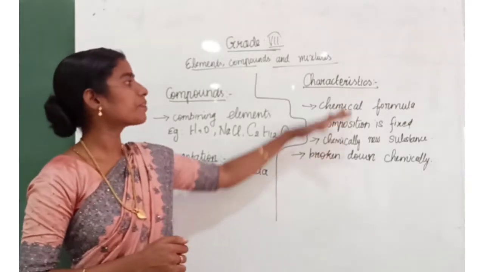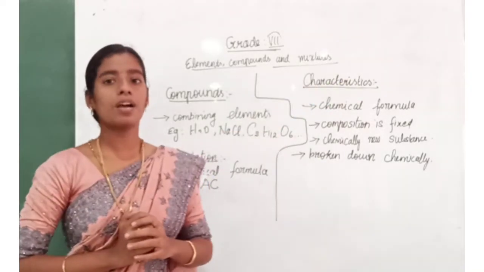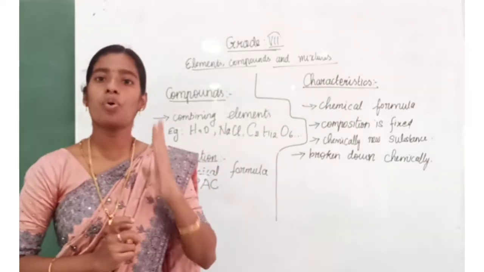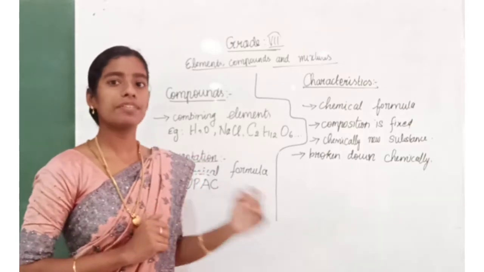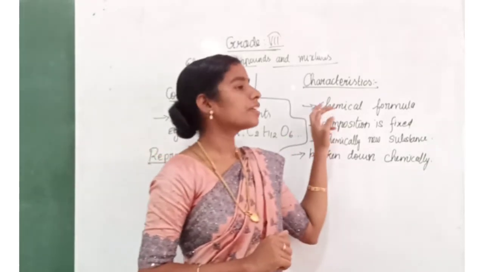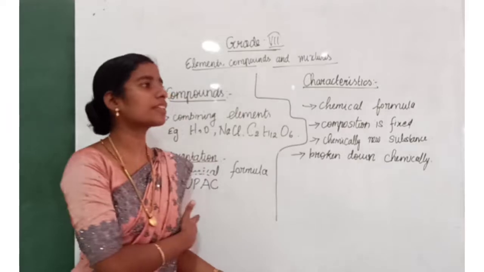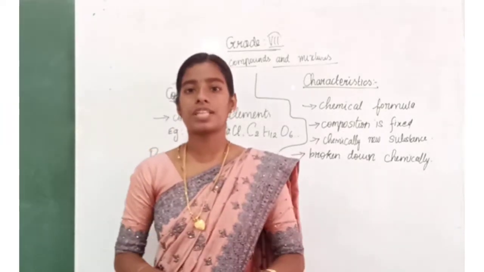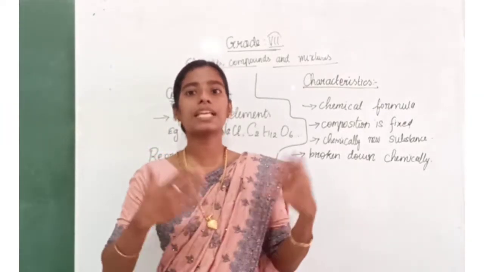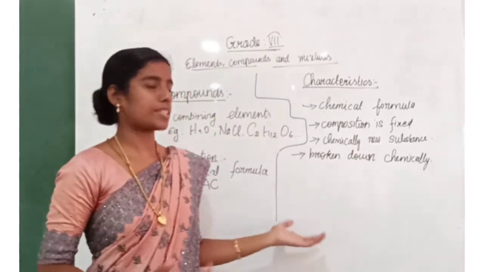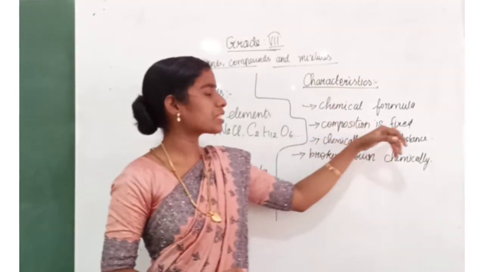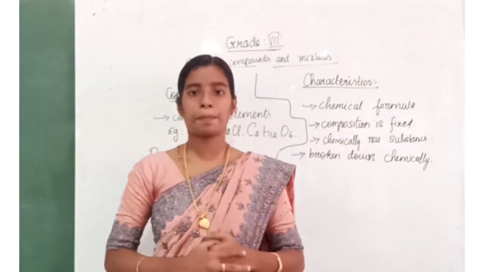Next one is characteristics of compounds. There are 4 characteristics of compounds given in your text. The first one, as we learned here, is that compounds are represented using chemical formulas. Next one is that composition is fixed.